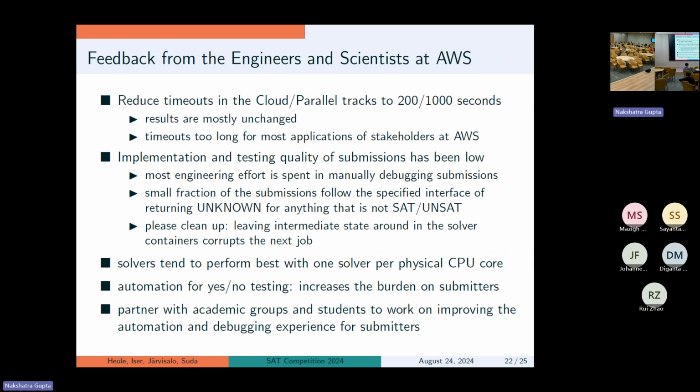So their reaction to this engineering effort spent on manually debugging submissions was that they intend to add some automation for yes/no testing. So you submit and you will just get the feedback by an automated test where it says no, redo. So this will basically increase the burden on the submitters, but reduce the burden on the engineers and scientists at AWS. They don't intend to spend workforce on improving the automation and debugging experience for submitters, but they would partner up with academic groups and students to work out a solution to get some informed feedback on why things went wrong.